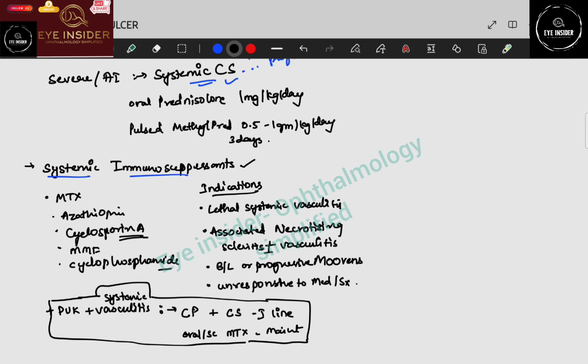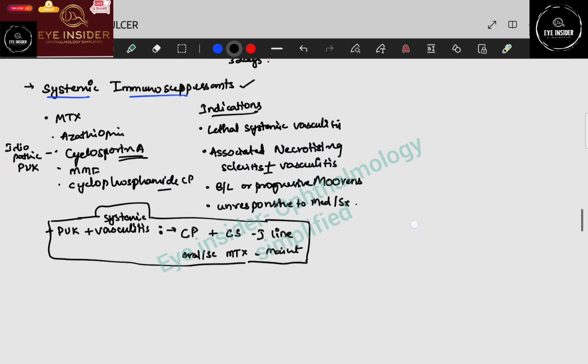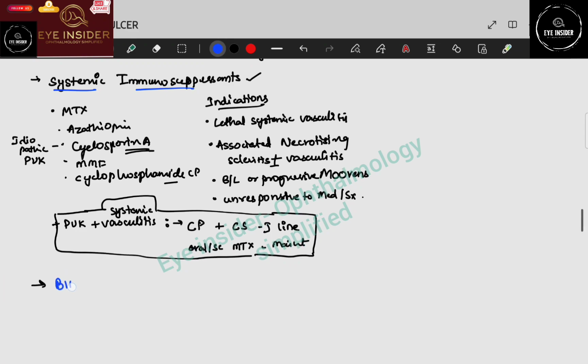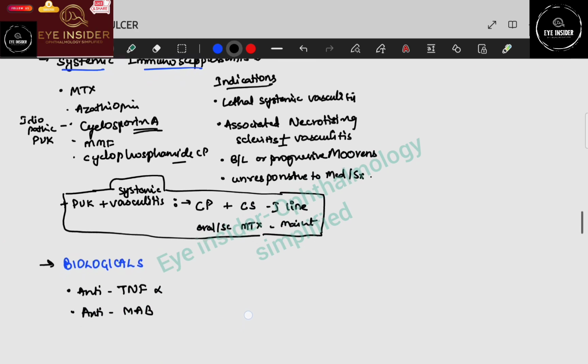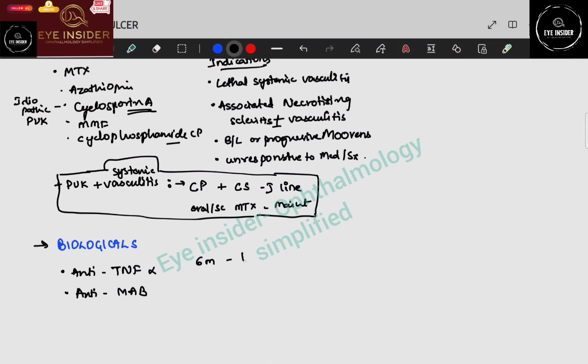Now coming to the other group of drugs, that is biological agents. These include anti-TNF alpha agents and the monoclonal antibodies. So this treatment is a time-taking one. Even after the regression of the ulcer, we have to provide treatment for 6 months to 1 year. Okay, so the examples of biologicals include etanercept, infliximab, adalimumab.